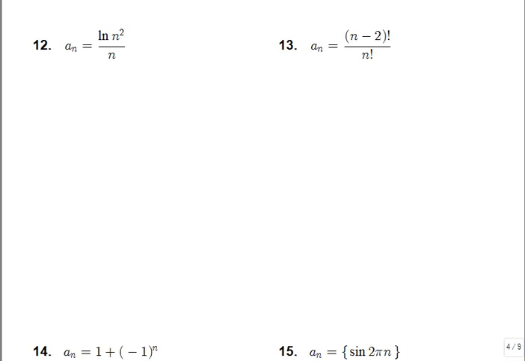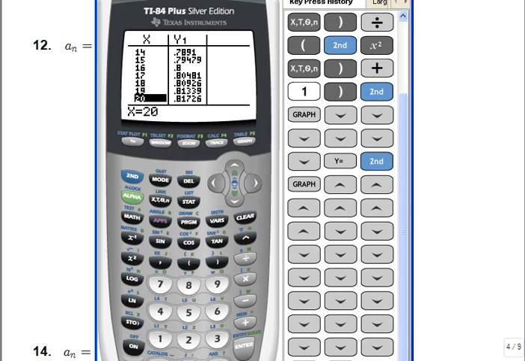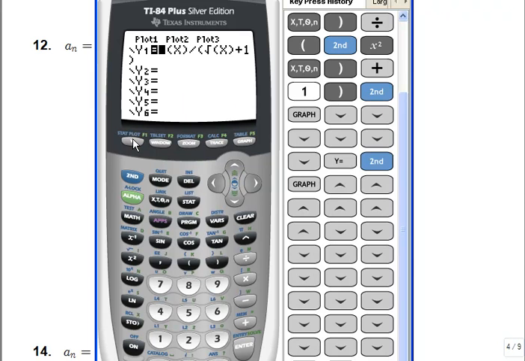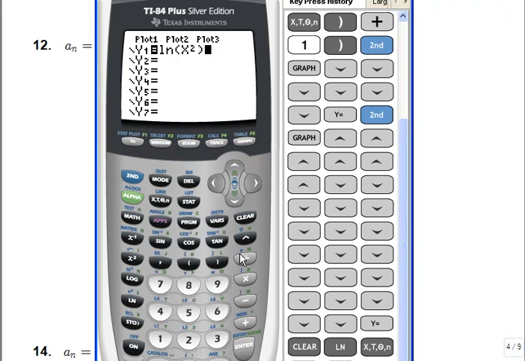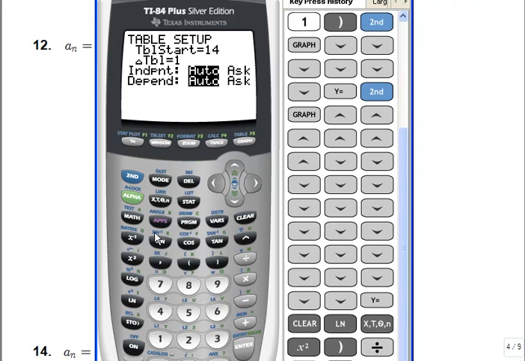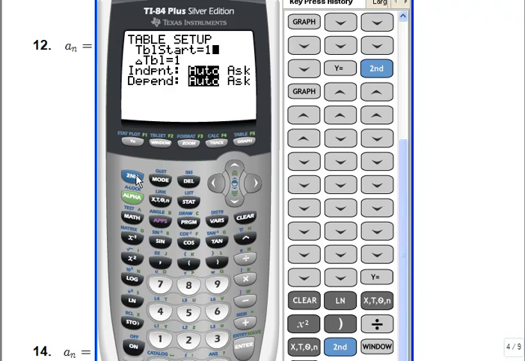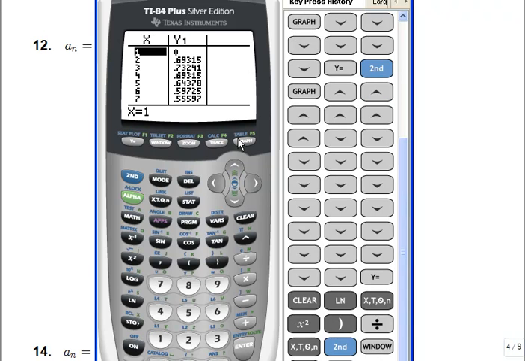Okay, if we try ln of n squared over n, and we want to find the first 5 values of that, then again we can pull up our calculator. And we're going to go to our y equals, clear this out, and we're going to type in the ln of n or x squared divided by our x. And I'm going to set my table back to start at 1 again because I remember moving it. And then we're going to go back to our table. And here's our first 5 terms: 0, 0.69, 0.73, 0.69, 0.64, 0.59.